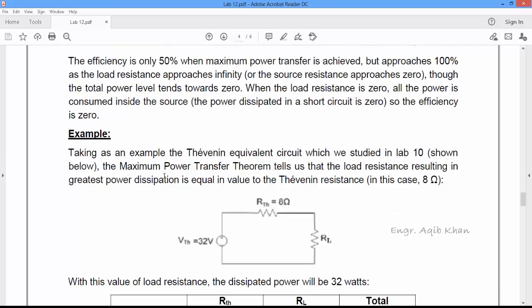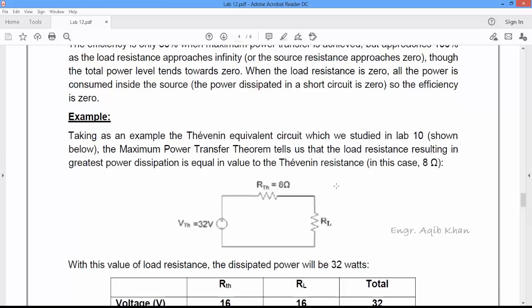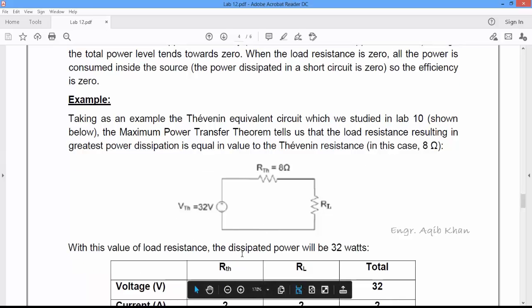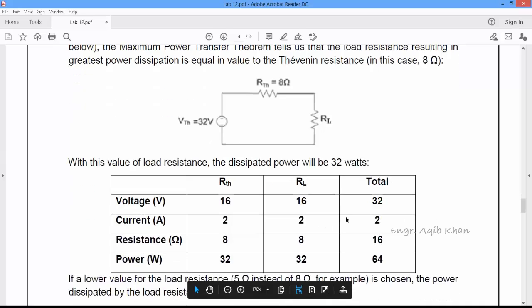Example. Taking an example of the Thevenin circuit which we studied in lab 10, shown below. This V Thevenin is 32 volt, R Thevenin 8 ohm and RL. The maximum power transfer tells us that the load resistance resulting in the greatest power dissipation is equal to the value of the Thevenin resistance. When R Thevenin is equal to RL, then maximum power is transferred. With this value of load resistance, the dissipated power will be 32 watt.